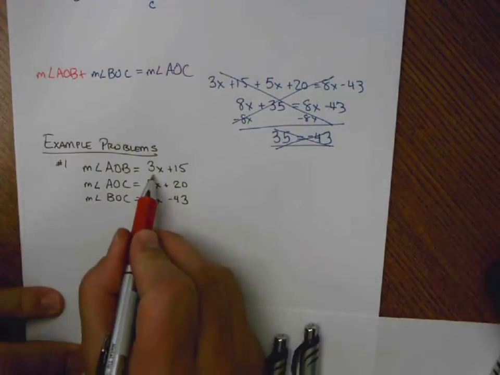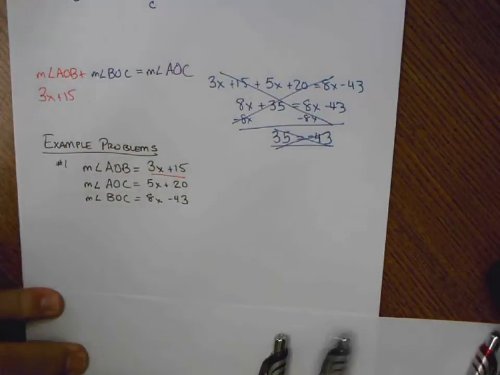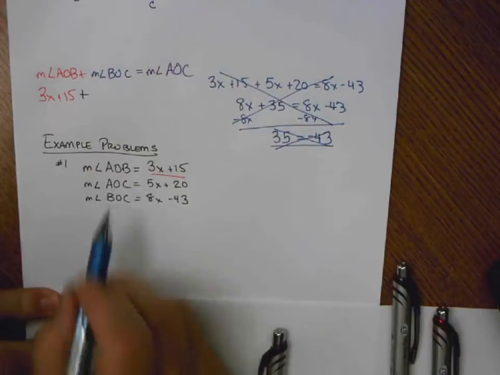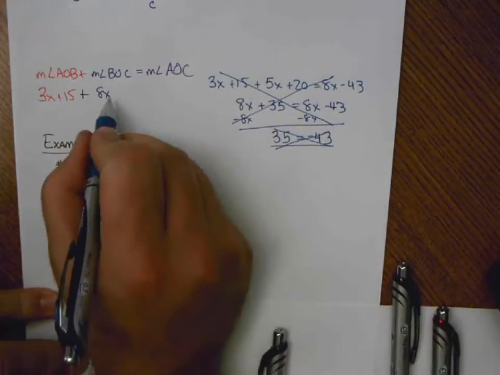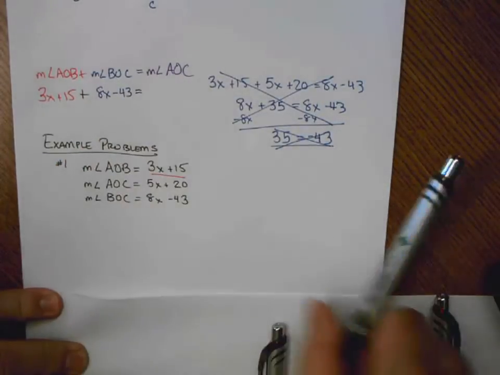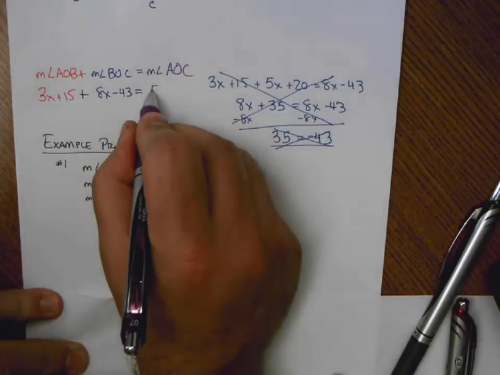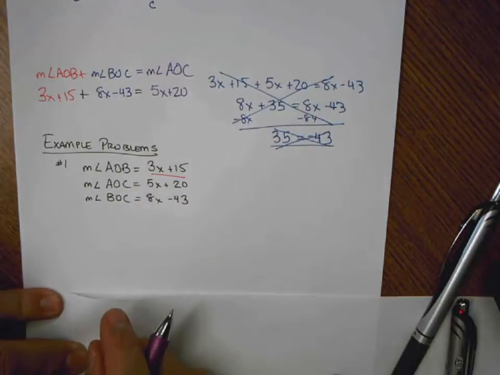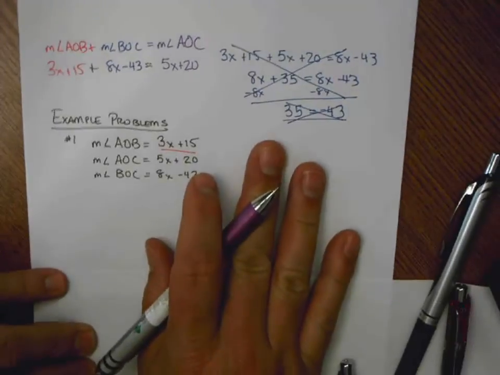So instead of AOB, I'll pull in 3x plus 15, plus, instead of BOC, I'll pull in 8x minus 43. Instead of measure of AOC, I'll pull in 5x plus 20. This equation now accurately describes the relationship among the three angles. So I can begin to solve this problem.